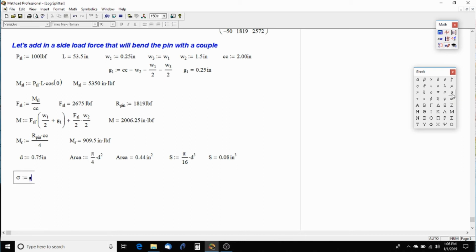Okay, now we're going to calculate the normal stress and then the shear stress. So the normal stress is going to be equal to the reaction moment plus the side load. All right, and that's going to be divided by S. All right, look at that, 35,000 PSI.